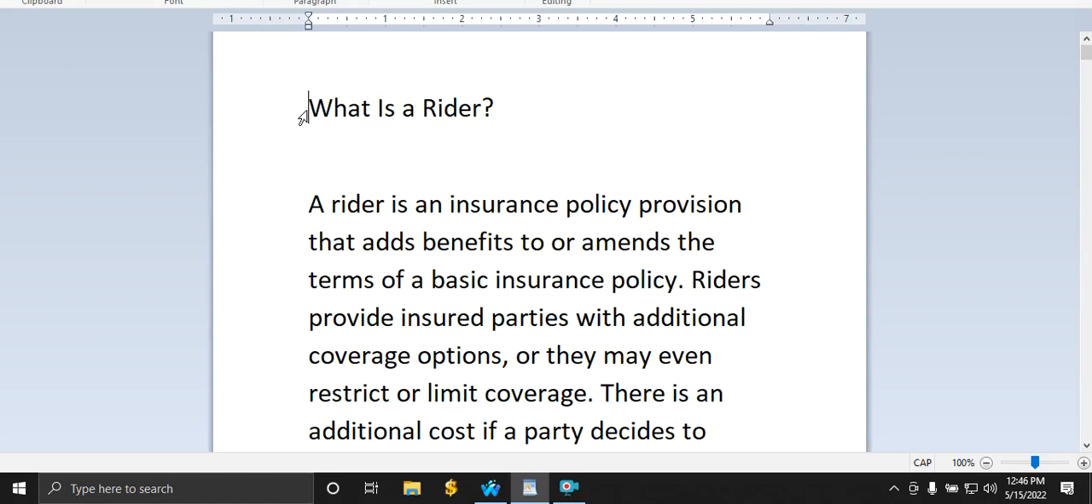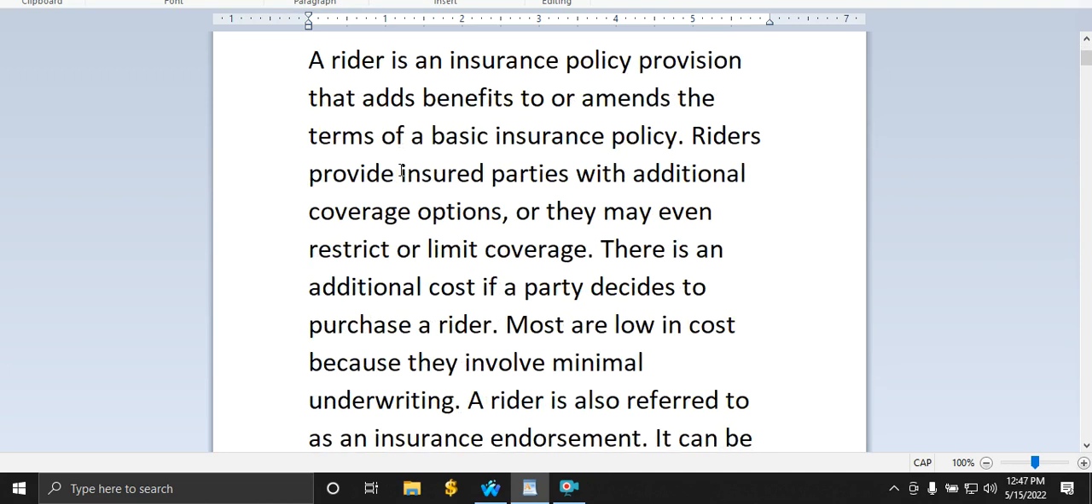What is a rider in insurance? A rider is an insurance policy provision that adds benefits to or amends the terms of a basic insurance policy. Riders provide insurance parties with additional coverage options, or they may even restrict or limit coverage.